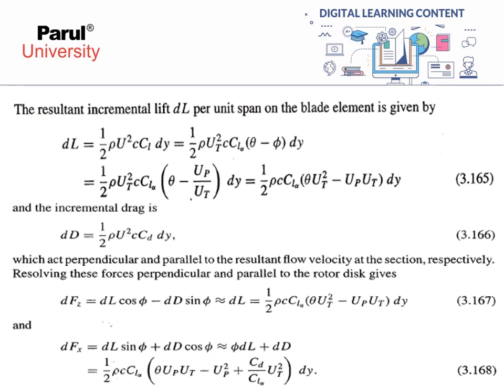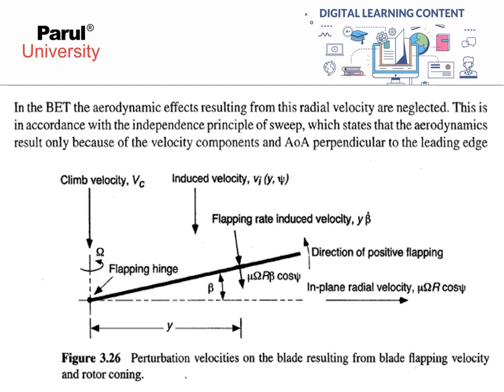Resolving these forces perpendicular and parallel to the rotor disc gives dFz equal to dL cos phi minus dD sin phi, which is approximately dL, which is equal to 1/2 rho c Cl alpha (theta Ut^2 minus Up Ut) dy, and dFx is equal to dL sin phi plus dD cos phi, which is approximately phi dL plus dD, which is equal to 1/2 rho c Cl alpha (theta Up Ut minus Up^2 plus Cd by Cl alpha Ut^2) dy. Now, in the BET, the aerodynamic effects resulting from the radial velocity are neglected.